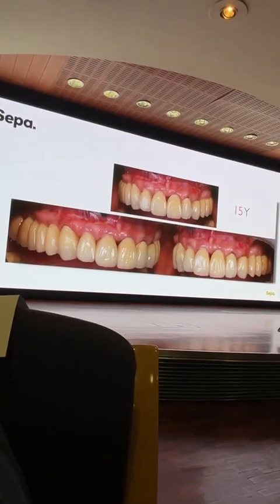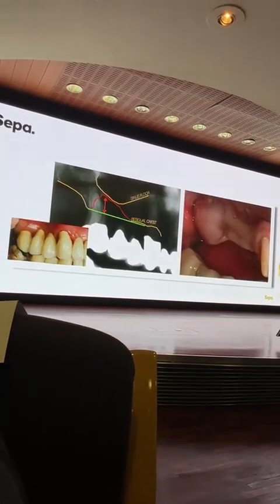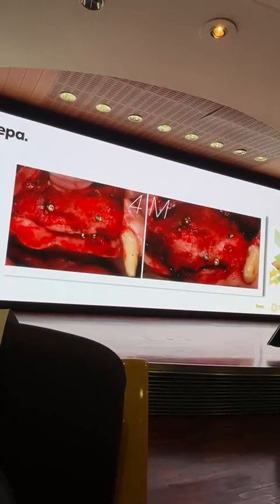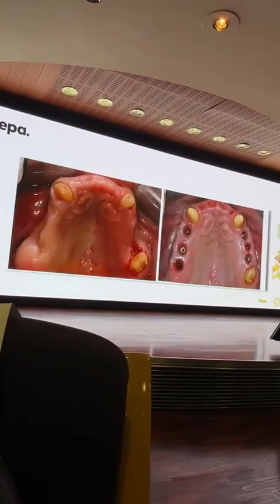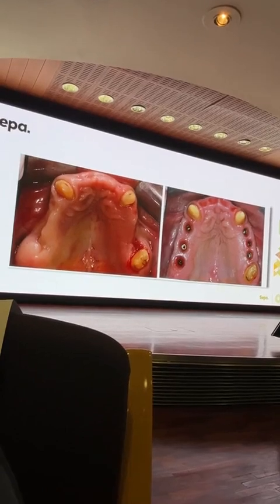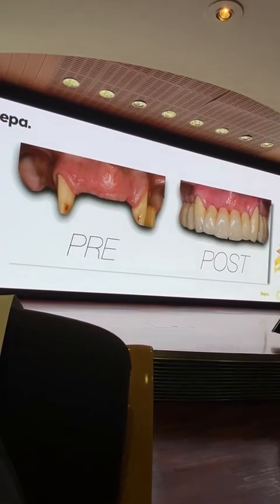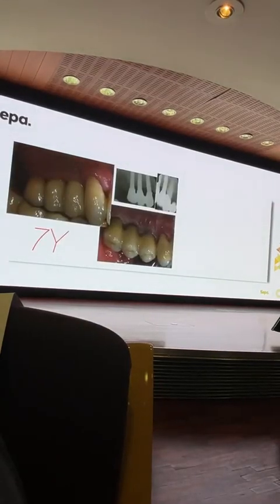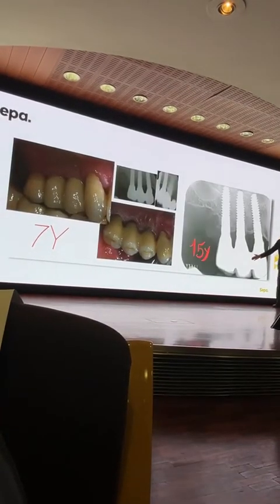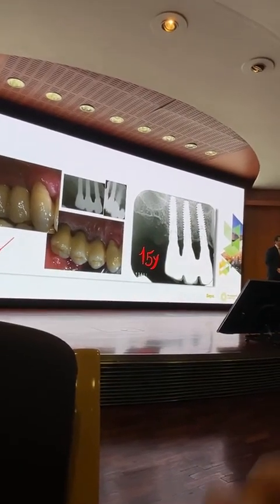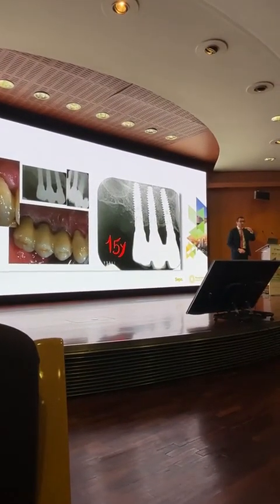And this is very nice because we can see this even with vertical bone augmentation. This is the case at the beginning. This is the bone after 4 months. This is the case pre and post, maintaining the teeth. This is again the initial and final situation, and these are the 7 years and the 15 years clinical appearance. So, radiological appearance: very, very stable amount of bone regenerated.